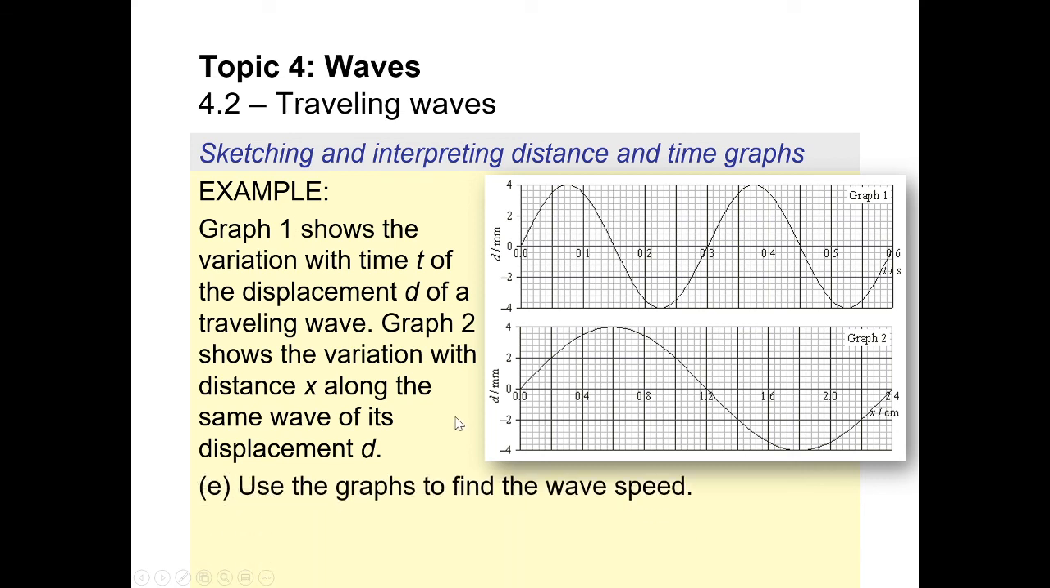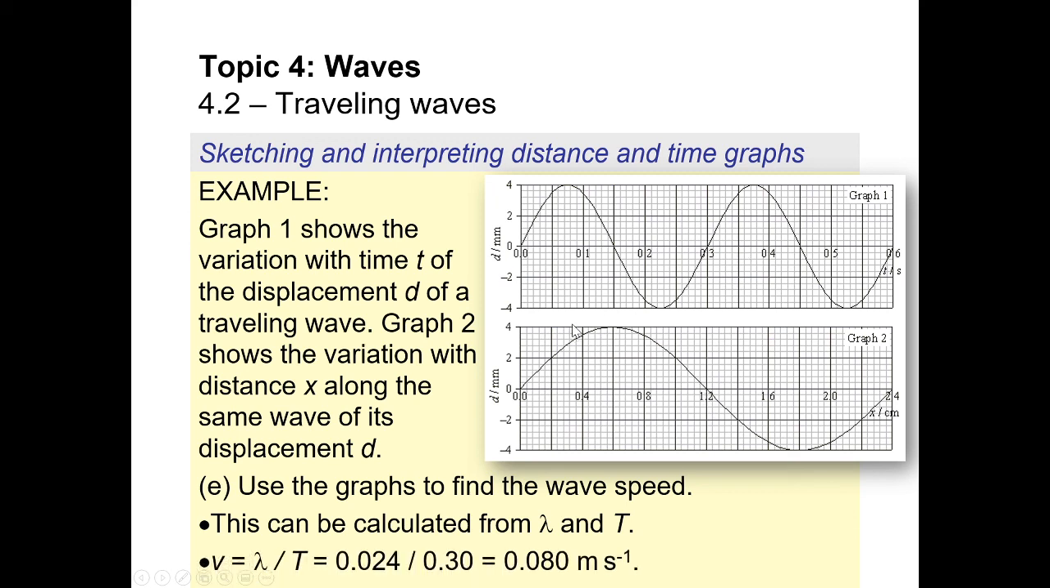Part E, use the graphs to find the wave speed. Speed is distance over time, distance being the wavelength and time being the period. The wavelength we said was 2.4 centimeters, which we would have to convert to meters again. And the time was 0.3 seconds, which is already an SI unit. So 0.024 meters divided by 0.3 seconds, we get 0.080 meters per second.